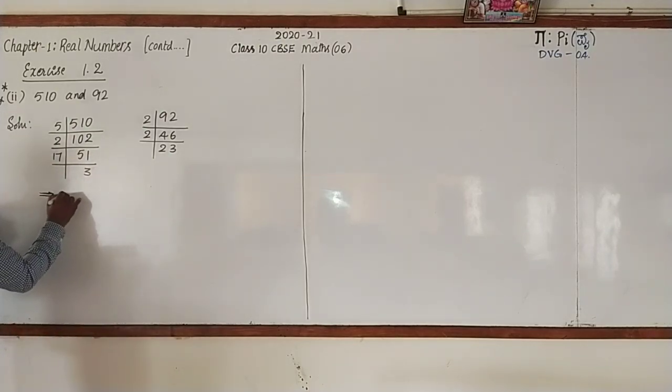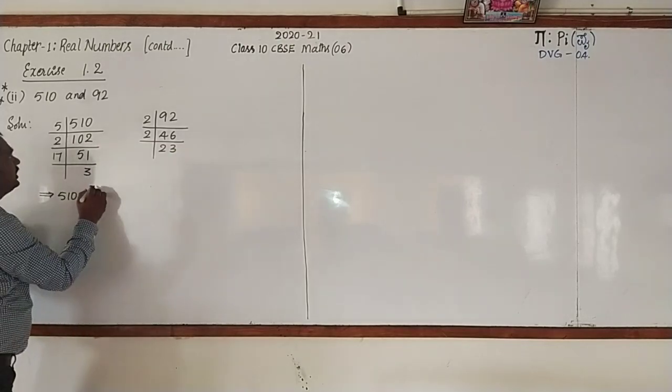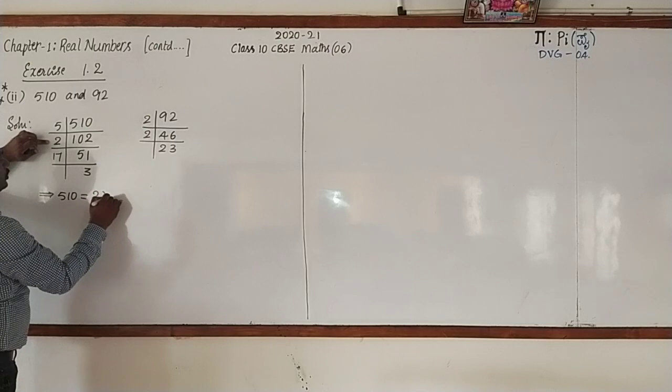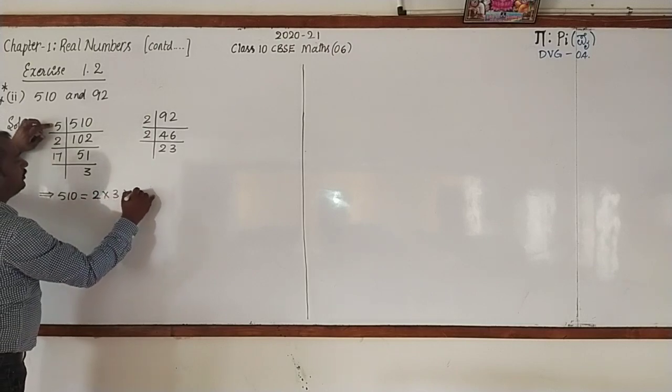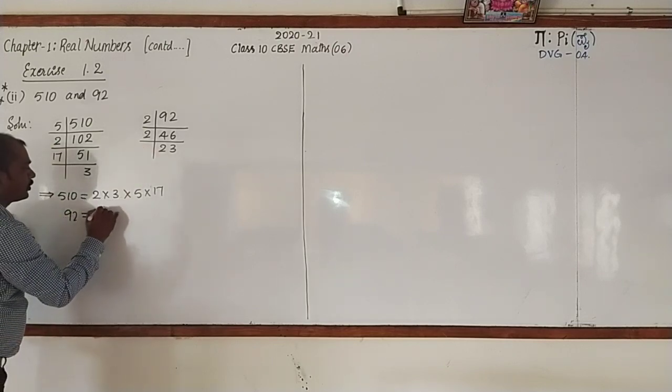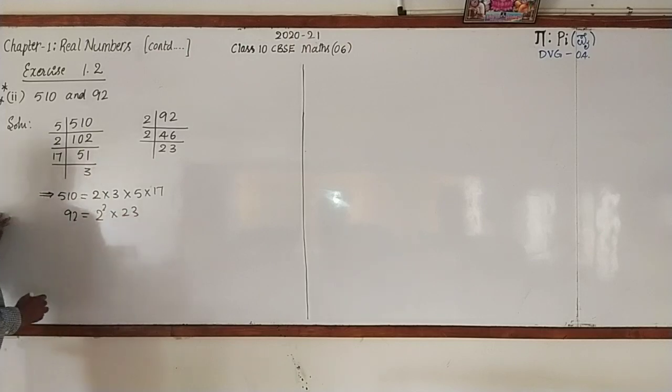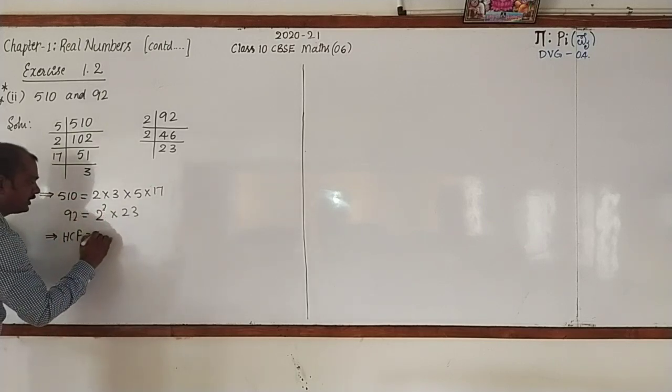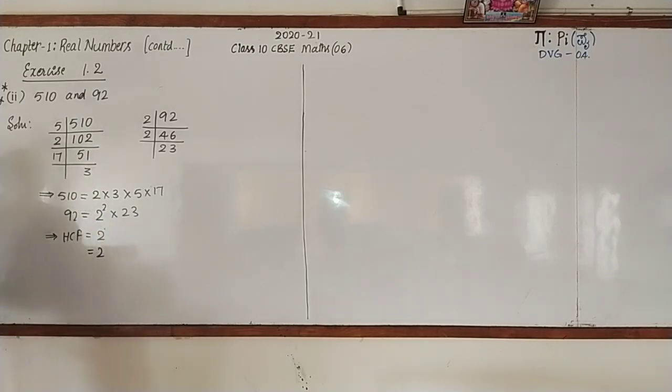Now let us write the prime factorization of both. 510, it is 2 into 3 into 5 into 17. Then 92, it's equal to 2 square into 23. Then let us find out HCF. In case of HCF, here the common factor is 2, least power is 1, hence HCF is 2.